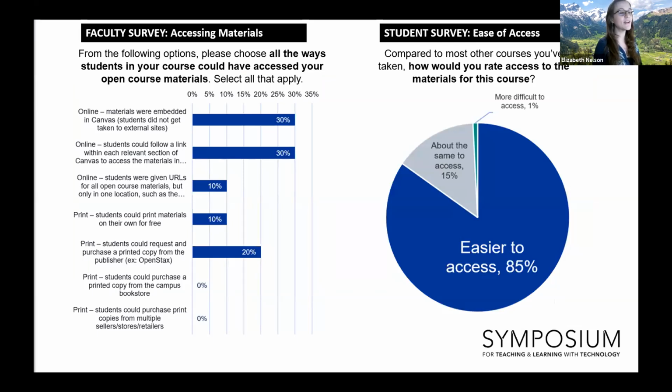So we also asked our students and faculty about access to materials within their ACCFF courses. 60% of our faculty chose to make their materials available by embedding them directly in Canvas or by providing direct links in relevant sections of their Canvas courses. And 85% of our students felt that their ACCFF course materials were easier to access than materials in their other classes. Next slide.